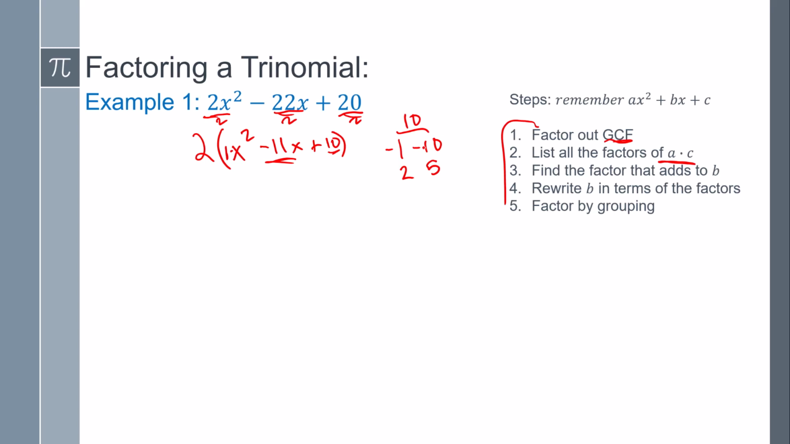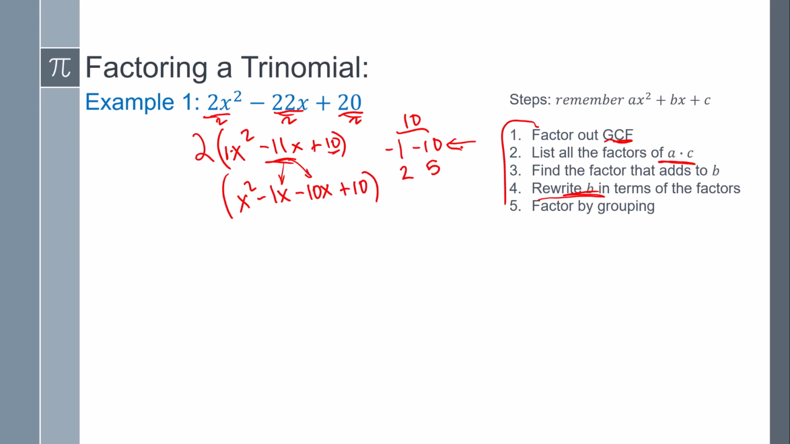So now what we're going to do is rewrite b in terms of those factors. So instead of writing 11x, we're going to write minus 1x and minus 10x. So negative 11x is negative 1 and negative 10, right? That combines to negative 11. But how did I know to choose negative 1 and negative 10? Those set of factors there.